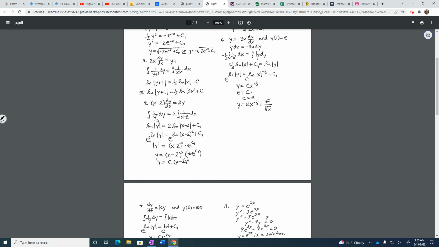So this was in 4, you got to multiply the dx over and then divide. So we get 2 natural logs. And then you e both sides. And then so you get y equals x minus 2 squared times e to the c.